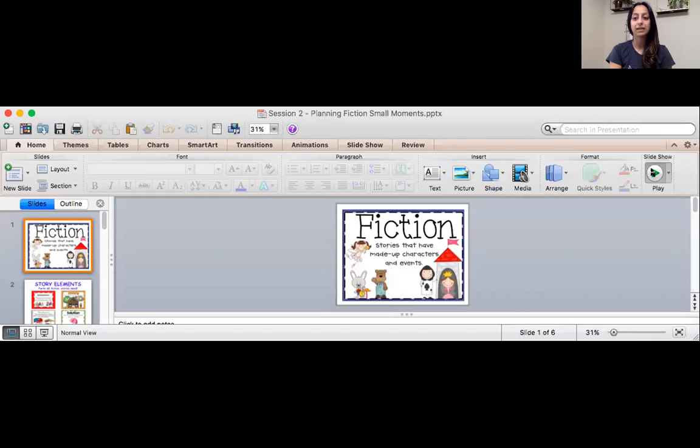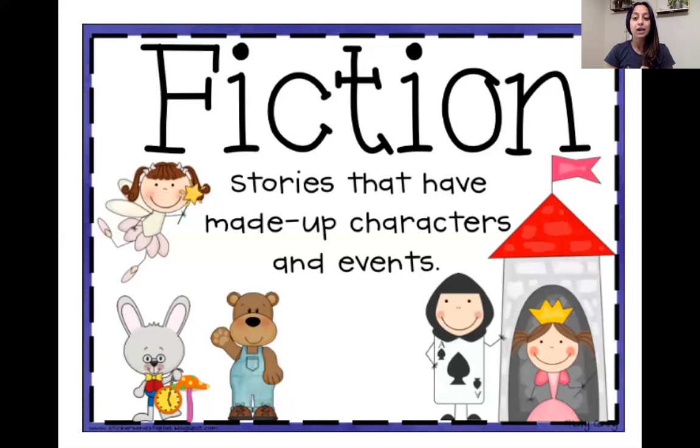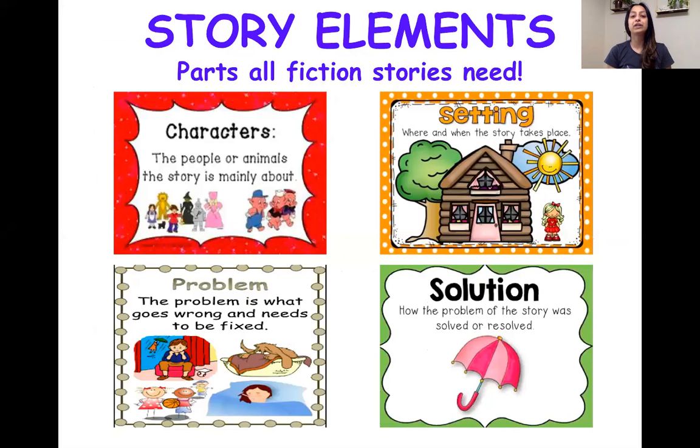So let's get started. All right, so we're talking about fiction stories, which are stories that are made up, with made up characters and made up settings and made up problems and solutions. This requires you to really be imaginative and create a character that doesn't really exist in the world. You're making them up, just like Dogman or Poppleton or Mercy or any characters that you have met in the stories that you've been reading that are made up. They're not real.